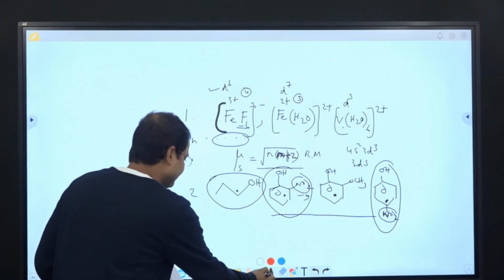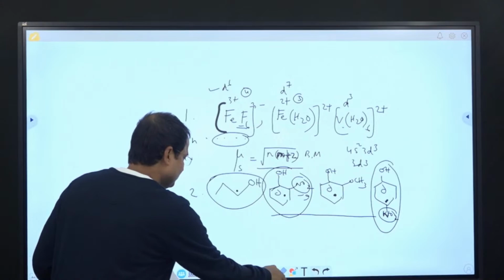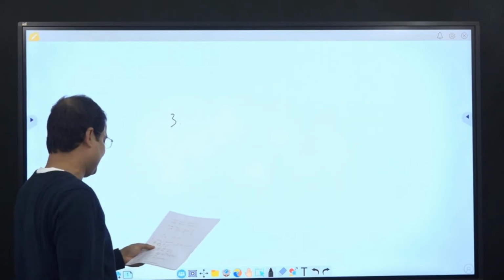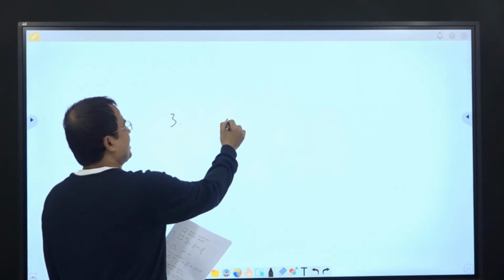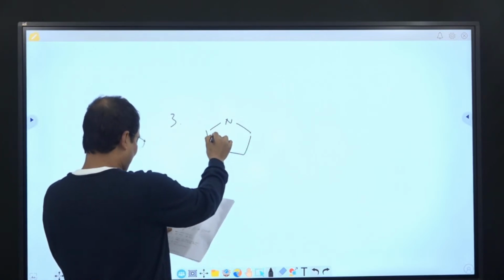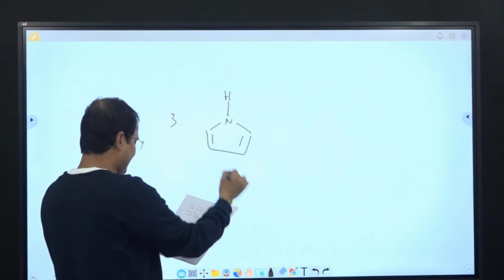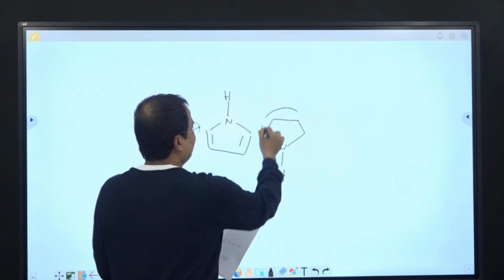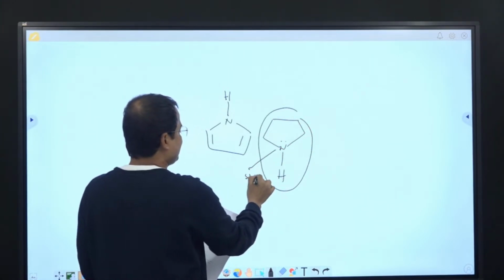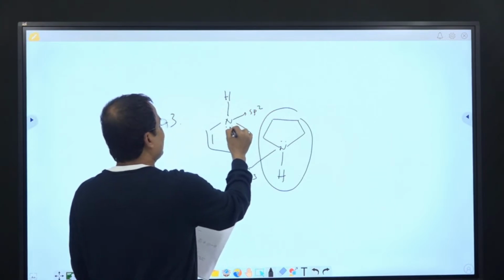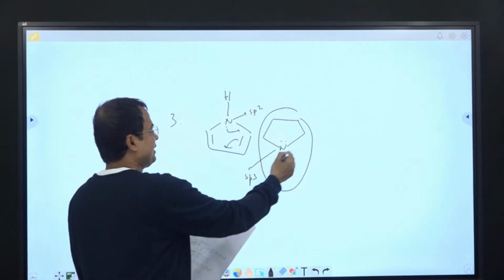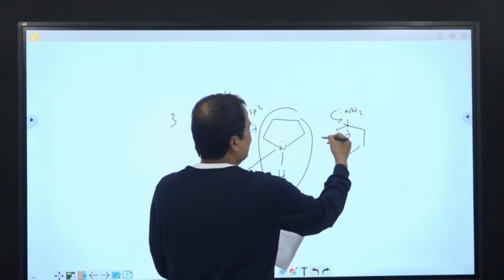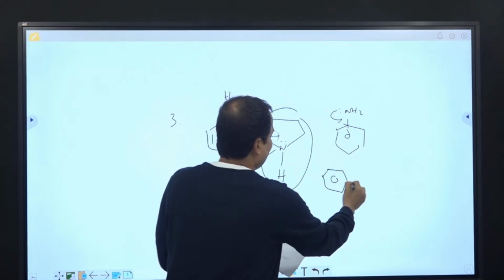Another question I am trying to discuss: they are asking which is most basic. A very simple question asked by JEE Main. They are giving us 4 nitrogenous organic compounds. This is, I think, pyrrole, and they are giving a version without the double bond. This is a very aliphatic base, and its nitrogen is sp3 hybridized. This is sp2 hybridized, and the lone pair is involved in resonance. It is aromatic. The third molecule is aniline, where also the lone pair is involved in resonance, and there is diphenylamine.